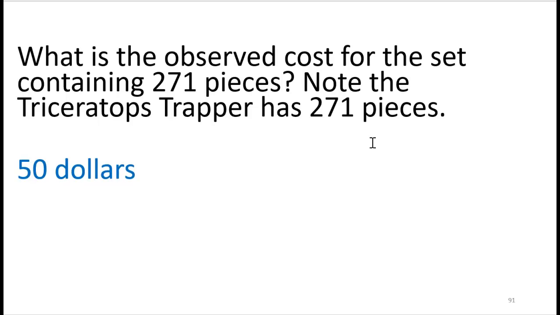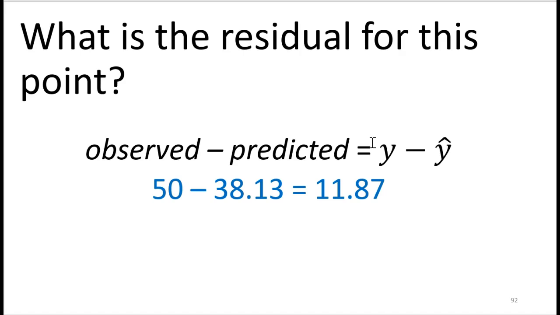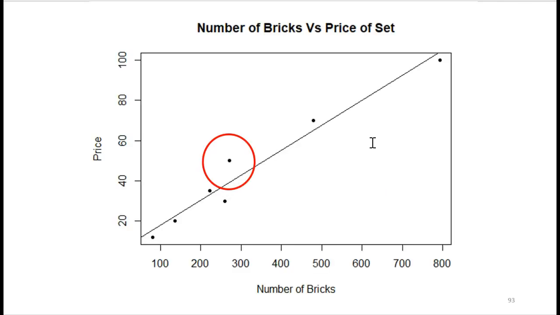Computing the residual for this point, what we would need to do is take our observed price of 50 minus the predicted price of 38.13 to get the residual of $11.87. Here is that on the chart. This is that point, and what we're saying is the vertical distance from this point is that 11.87.